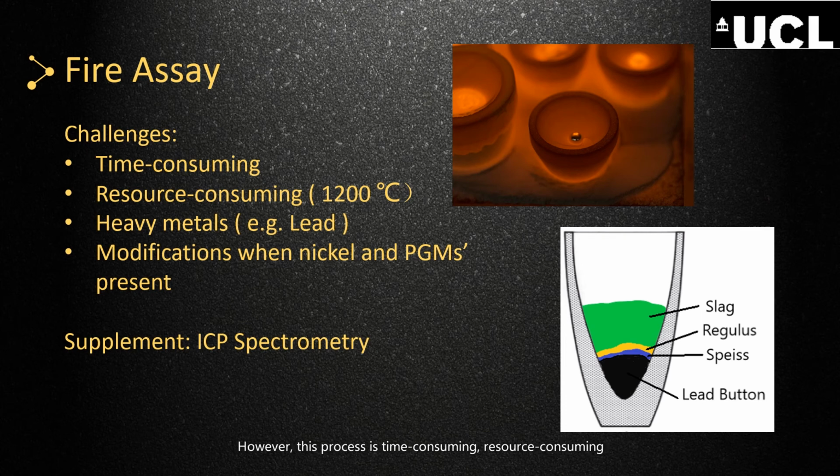However, this process is time-consuming and resource-consuming because the sample is heated to 1200 degrees and it requires heavy metals. Moreover, modifications are needed when nickel and PGMs are present. Therefore, sometimes ICP spectrometry is used as a supplement.